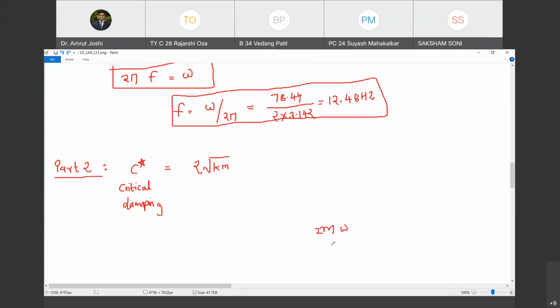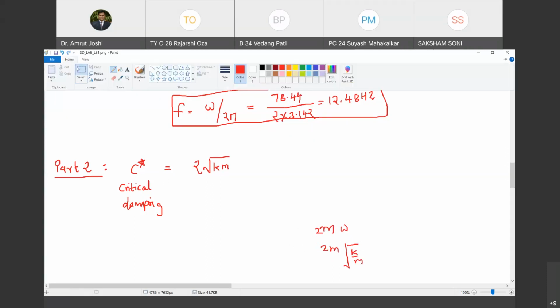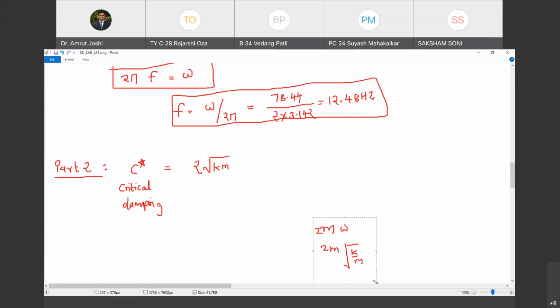So it is 2M root K by M. So it is 2 root KM. That's correct. Do you remember this formula? We had derived this in the previous class. Please type your response in chat box. The critical damping is 2 root K into M.